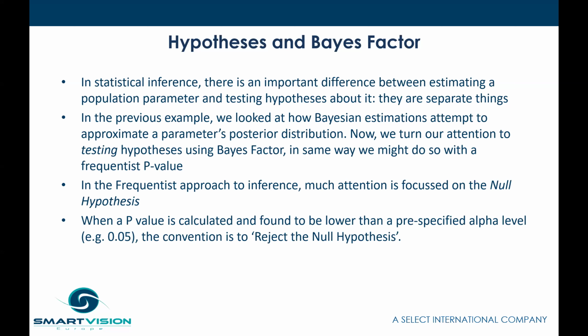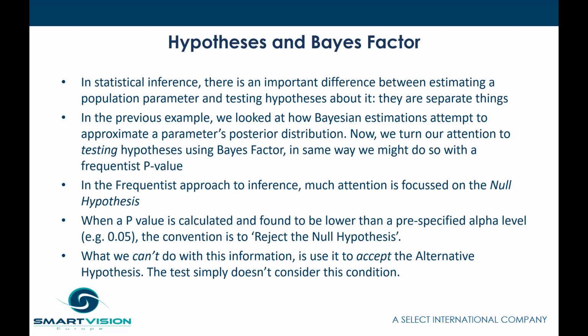Now, in the frequentist approach to inference, much attention is focused on the null hypothesis. You remember this? This is when the p-value is calculated, and if it's found to be lower than the pre-specified level, called the alpha level, it's usually 0.05, sometimes it's 0.01, the convention is that we reject the null hypothesis. What we can't do with this information is use it to accept the alternative hypothesis. The test simply doesn't consider this situation. You can either reject or not reject the null hypothesis. That's not the same with Bayes.